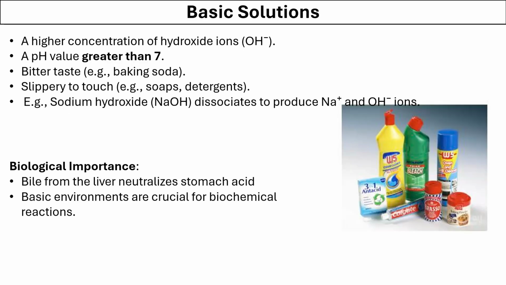Basic solutions have a high concentration of hydroxide ions, or you can say they have a low concentration of H positive or hydrogen ions. Their pH values are greater than 7. They are bitter in taste and soapy in texture. An example is sodium hydroxide, and when dissolved in water, it produces ions like sodium and hydroxide ion. Biologically, the liver produces bile, which is basic in nature, and this basic environment is again very crucial for several biochemical reactions in your body.